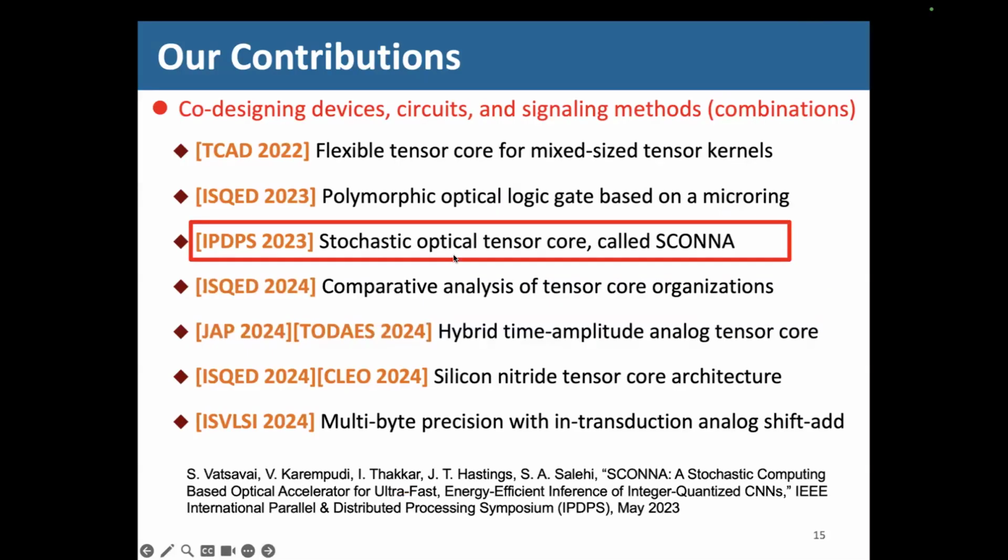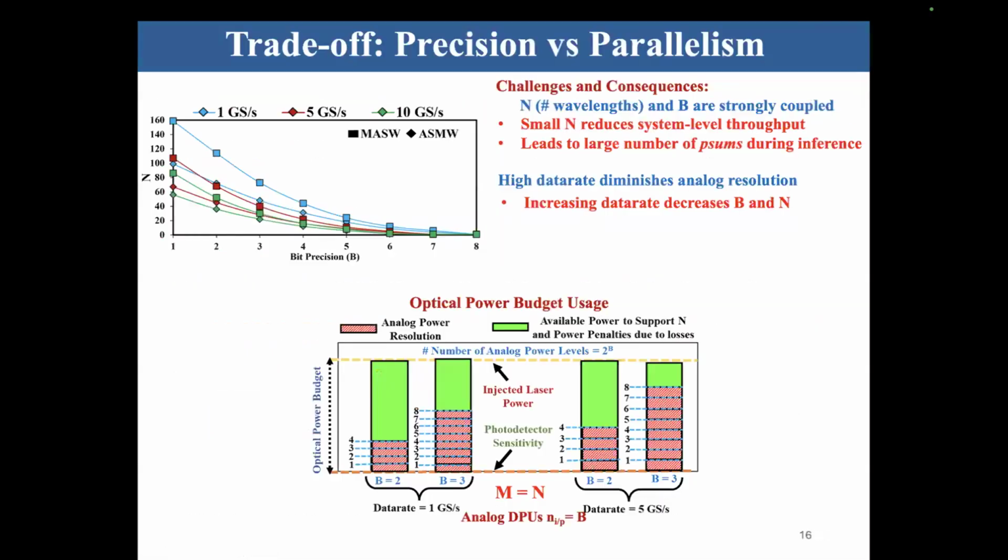Next. So let's start talking about this first. We already saw this trade-off over here, right? The idea is that a reduction in the parallelism, which is basically the number n, the number of wavelengths per waveguide and the number of waveguides in the tensor core, reduces the system throughput if you have a lower or smaller number n.